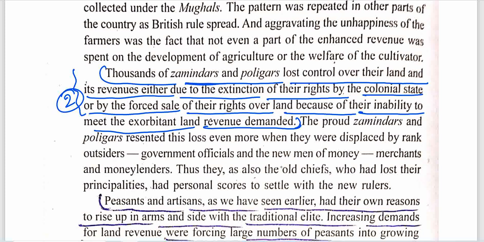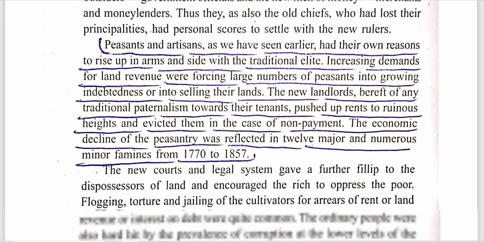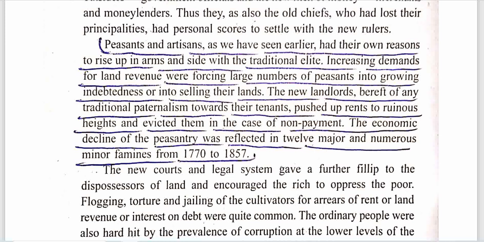Peasants and artisans, as we have seen earlier, had their own reasons to rise up. Here, this line will be very, very important. The economic decline of the peasantry was reflected in 12 major and numerous minor famines from 1770 to 1857. Just imagine, this was Company rule. Company means the British East India Company. Before 1857, the British East India Company was ruling in India. After 1857, the British Parliament was ruling in India.